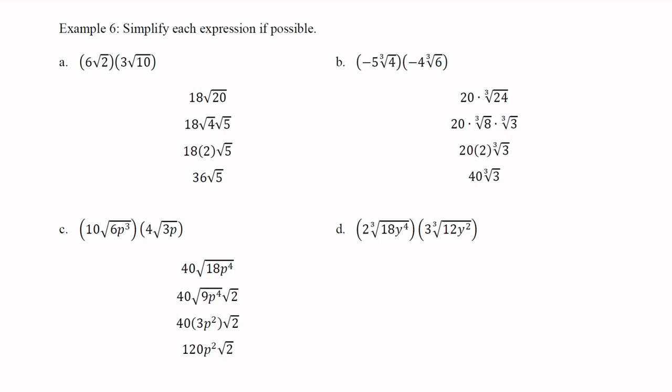For d, we're going to do 2 times 3, which gives us 6. 18 times 12 in the cube root gives us 216. And y to the fourth times y squared gives us y to the sixth. The largest perfect cube that goes into 216 is 216 itself, which is 6 cubed. And we can take the cube root of y to the sixth because 3 goes into 6 evenly. And we take our cube root of the things that are perfect cubes, and then multiply 6 times 6 to give us 36y squared times the cube root of 6.